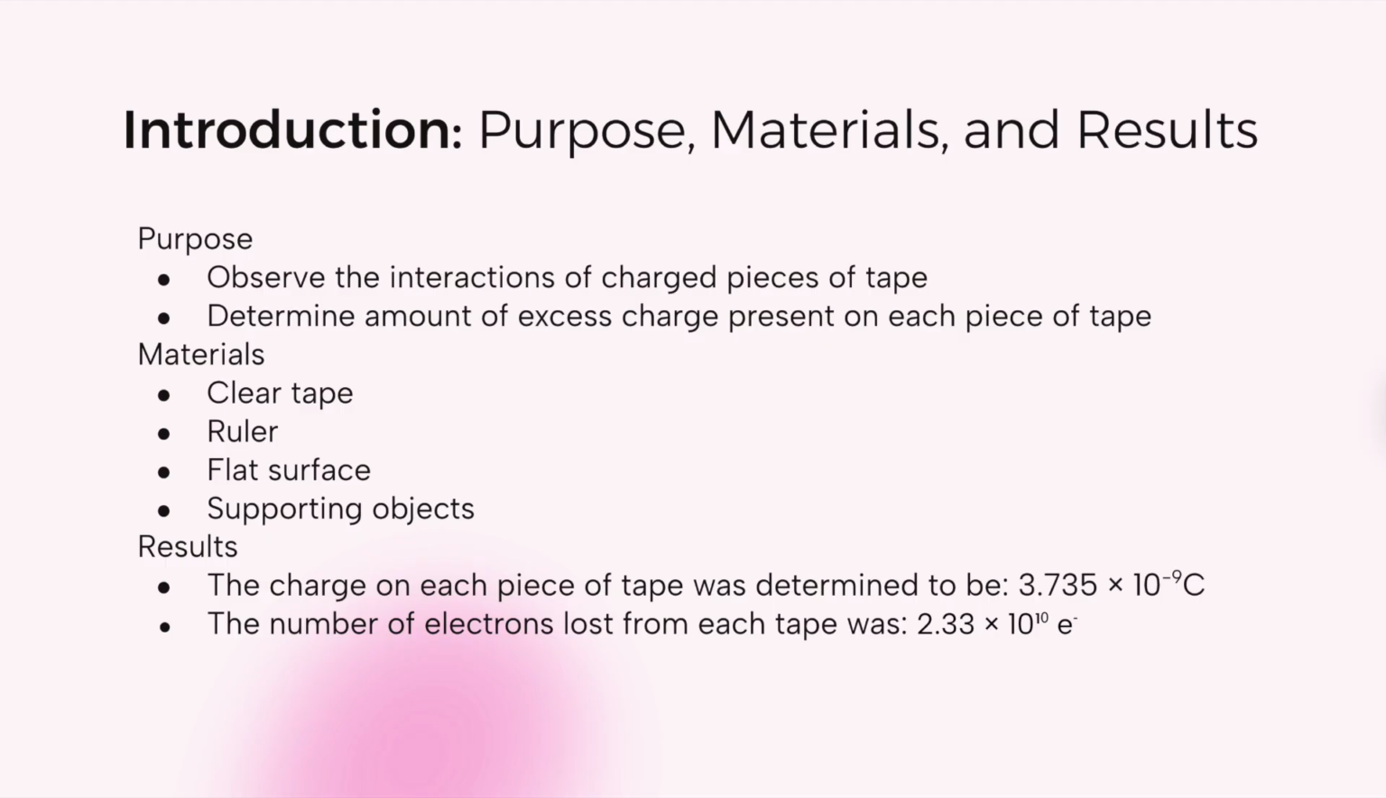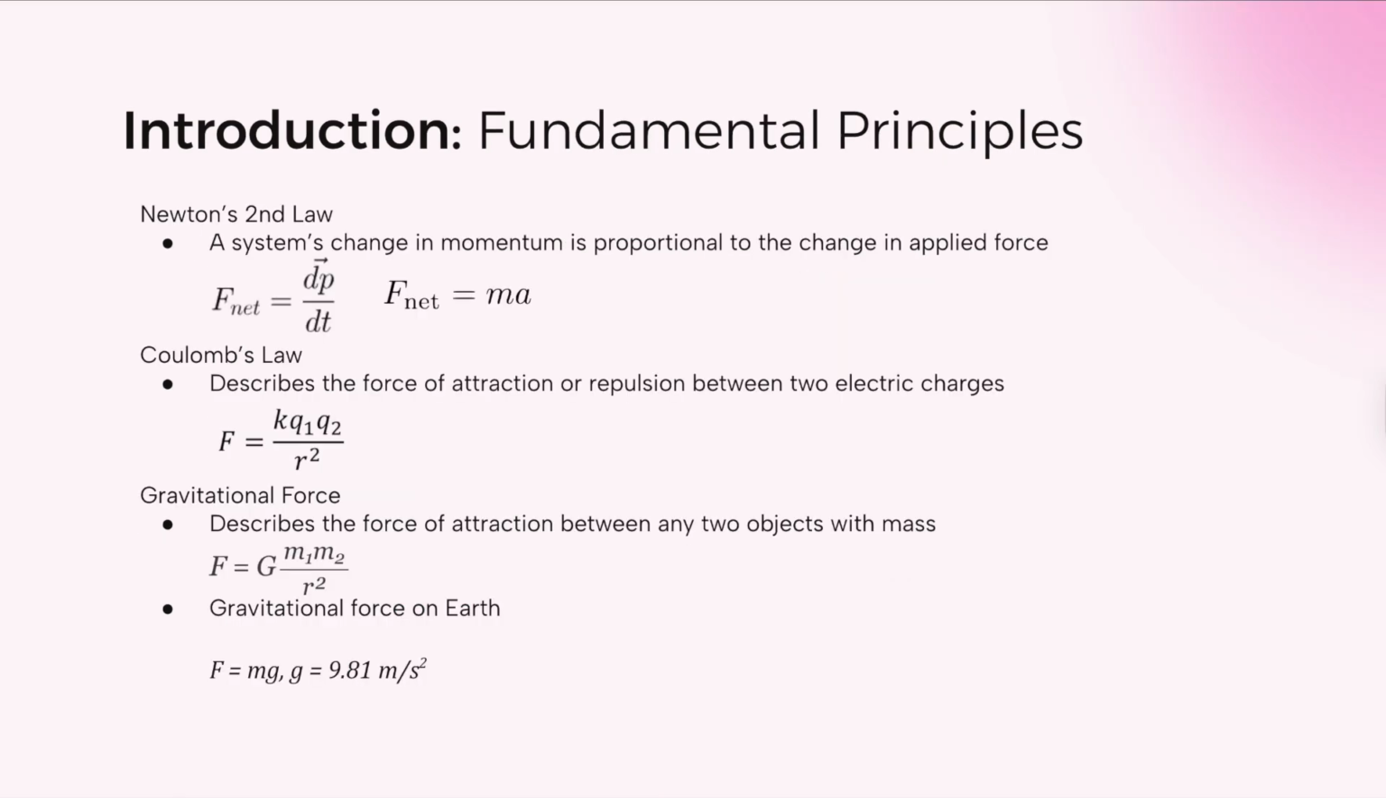The goal of this lab was simple but powerful: to use clear tape to study the charge interactions and estimate the actual number of electrons lost. With tape, a ruler, and a flat surface, we created charged U-tapes. From our measurements, we found each tape carried about 3.7 times 10 to the negative 9th coulombs. To put that in perspective, that's equivalent to losing around 2.3 times 10 to the 10th electrons. A large number for such a small piece of tape.